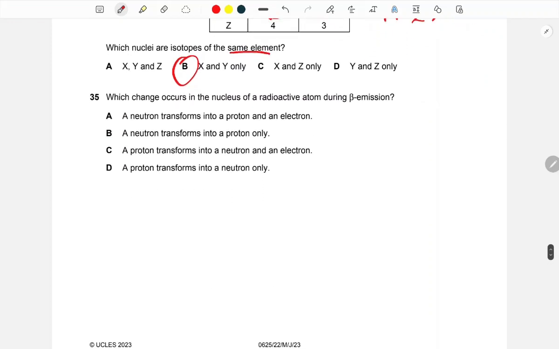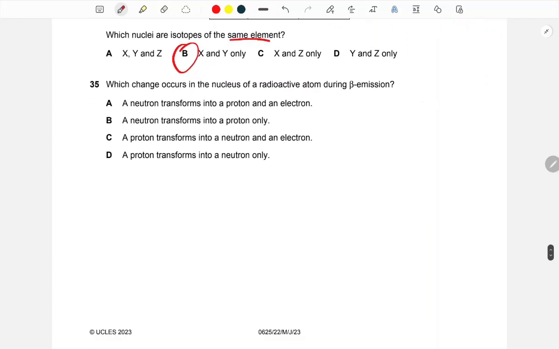Number 35. Which change occurs in the nucleus of a radioactive atom during a beta emission? What happens in a beta emission is we have a neutron and then it would split into a proton and an electron. And this proton would stay in the nucleus and the electron would be removed.